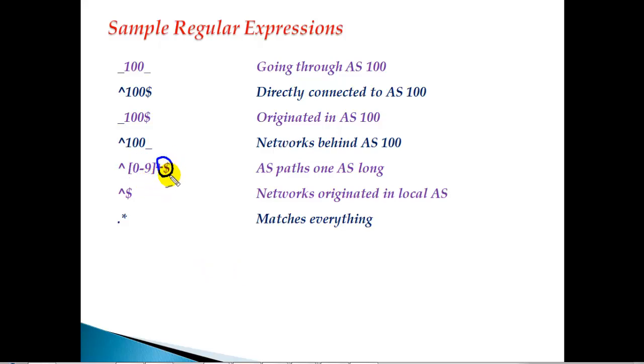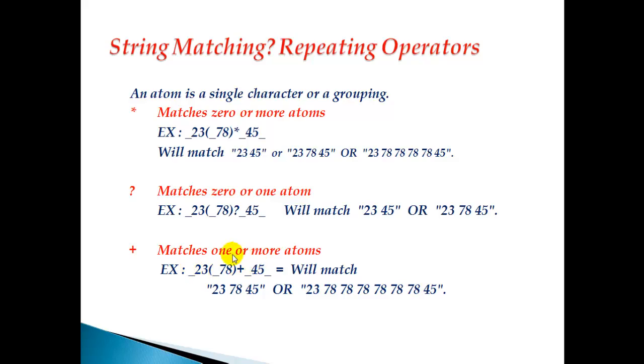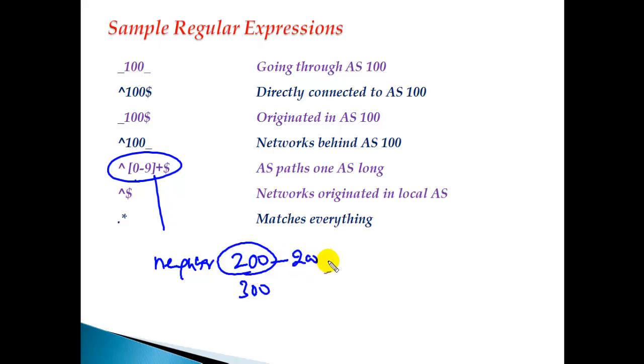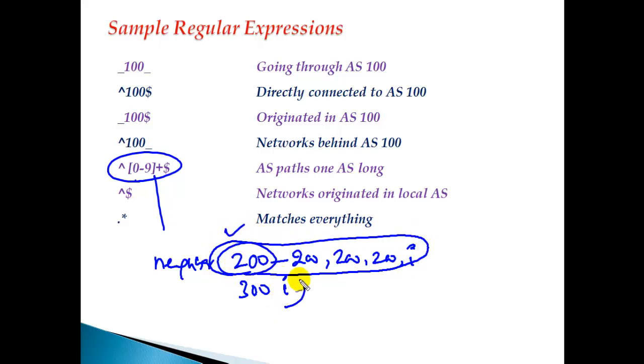And the occurrence is defined when you use the plus symbol. What is that? Plus symbol represents the occurrence of one or more. So one or more means, let's say I want to match all my neighbor autonomous system numbers, maybe 200, 300, it can be any number, and it can be present only one time or more than one time, like this. So it's going to match all the neighbor autonomous systems, which includes 200 one time or multiple times, or just 300 one time or multiple times.